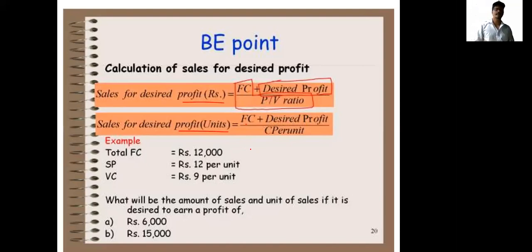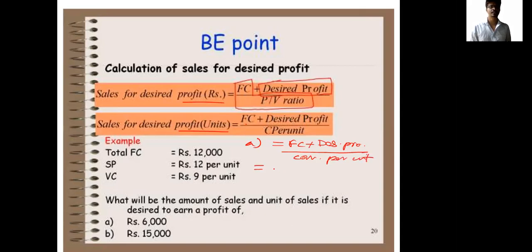Okay. Now calculate this for A and B. What will be the amount of sales and units of sales, if it is desired to earn profits of 6,000 and 15,000? So units, let's see, for A. Can we calculate fixed cost plus desired profit divided by contribution per unit?